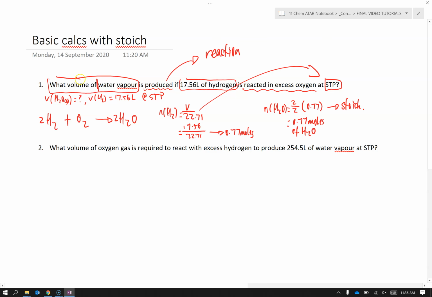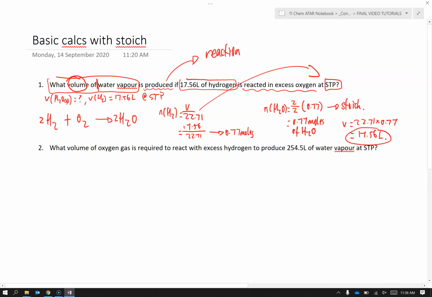So 1 times 0.77 is, of course, 0.77 moles of H2O. Now, of course, the actual question is for volume, and we know it's at STP, so now we can say that volume is equal to, we need to rearrange our equation, 22.71 times n, which in this case is 0.77. Chuck that in the calc. What do I get? 17.56 litres. There's our answer.